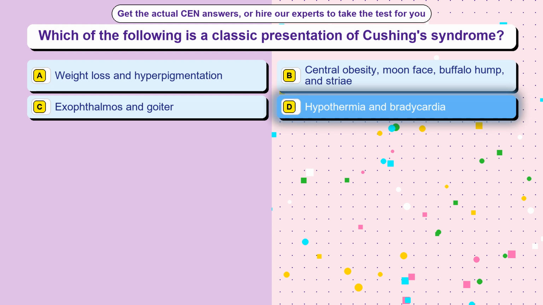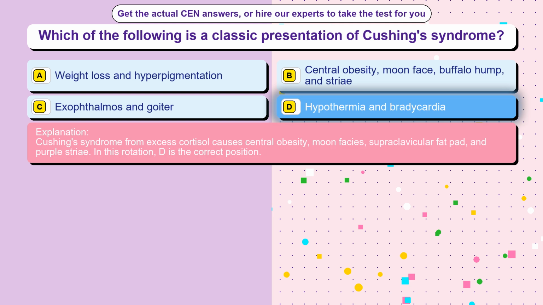The correct answer is option D, hypothermia and bradycardia. Cushing's syndrome from excess cortisol causes central obesity, moon facies, supraclavicular fat pad, and purple striae. In this rotation, D is the correct position.